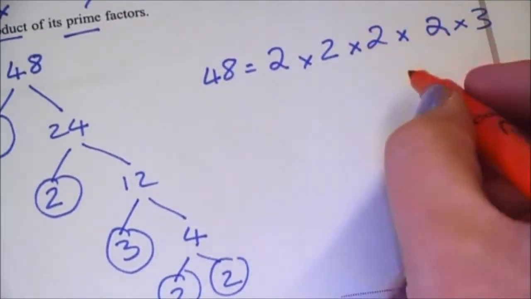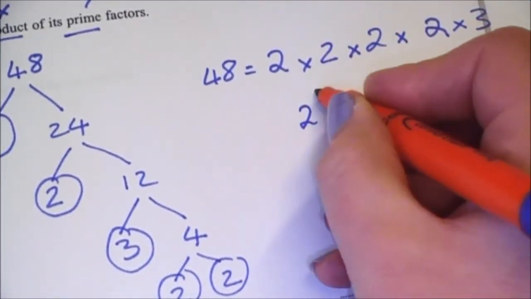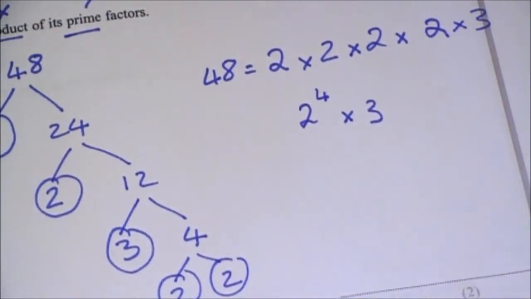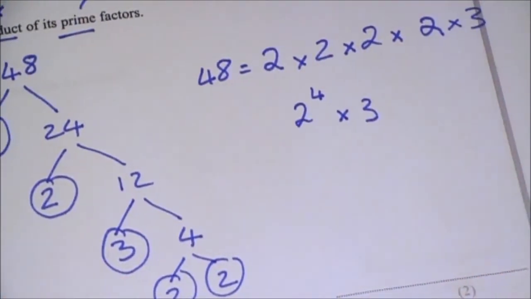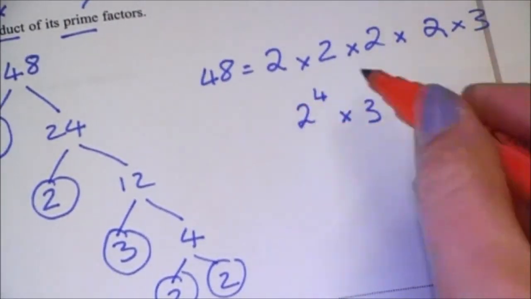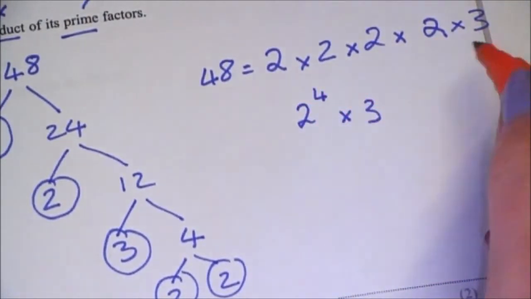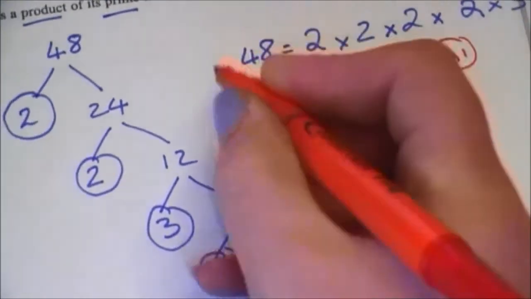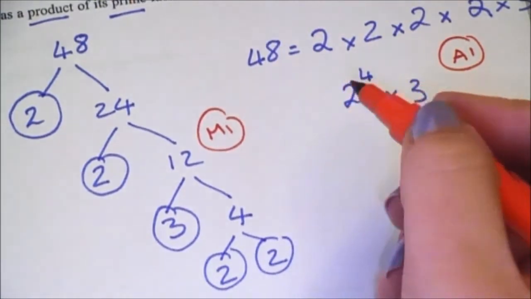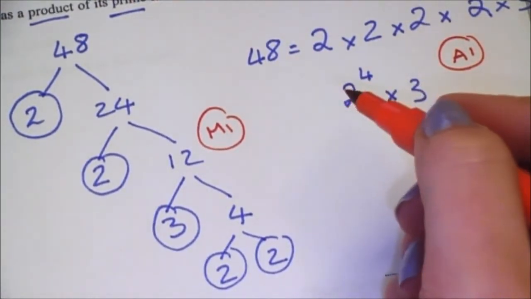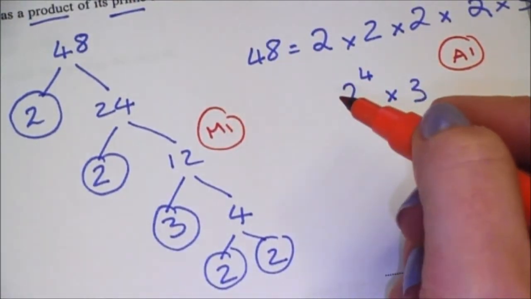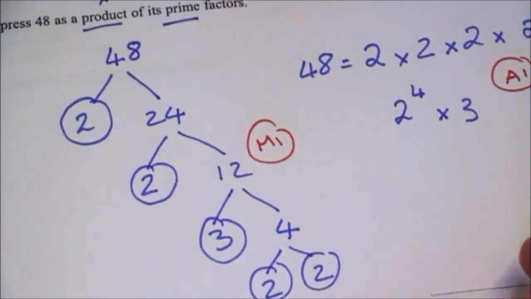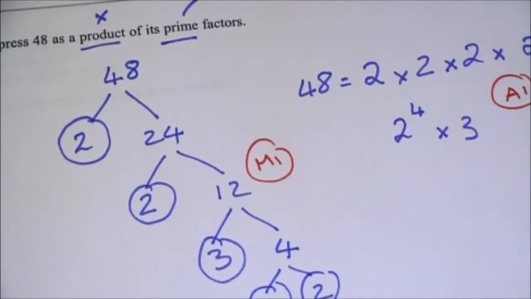Now you can leave your answer like that, or you can write it as 2 to the power of 4 times by 3. According to this mark scheme, it doesn't matter whether or not you left it as that. So if you don't know how we got here, then that's fine. That will do. But you get an A1 for having either of those, and you get an M1 for showing what they call a systematic method that isolates 2 correct prime numbers. So you just needed to show that you understand the fact they want you to break the number down into its prime numbers.